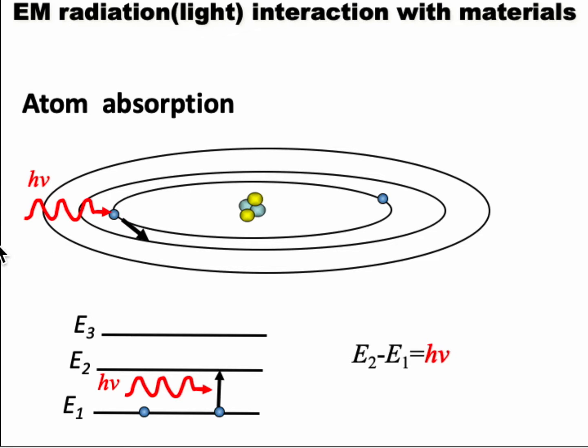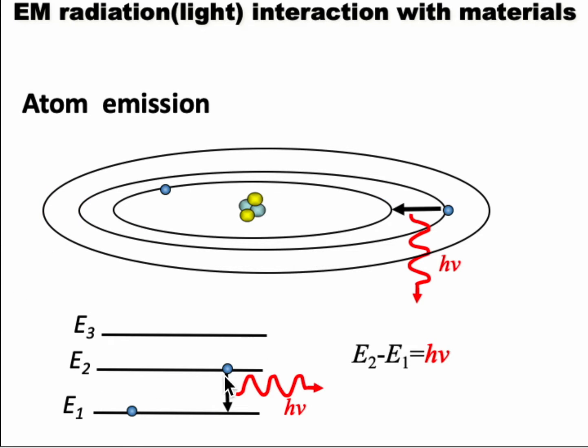We then have the reverse effect for emission. Here the atom is excited. It has 1 electron in E1 and 1 in E2. It can relax to the ground state by emitting a photon whose energy is E2 minus E1, when the electron goes from E2 to E1.